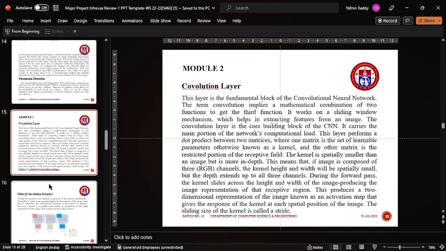During the forward pass, the kernel slides across the height and the width of the image, producing the image representation of the receptive region. This produces a two-dimensional representation of the image known as the activation map that gives the response of the kernel at each spatial position of the image.